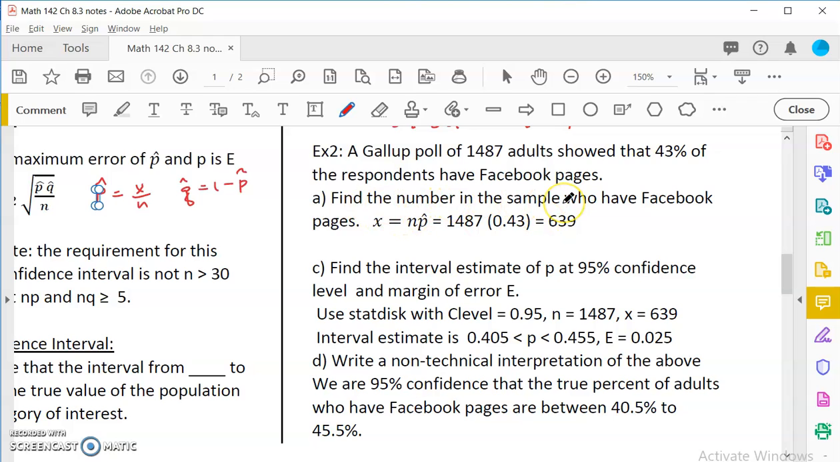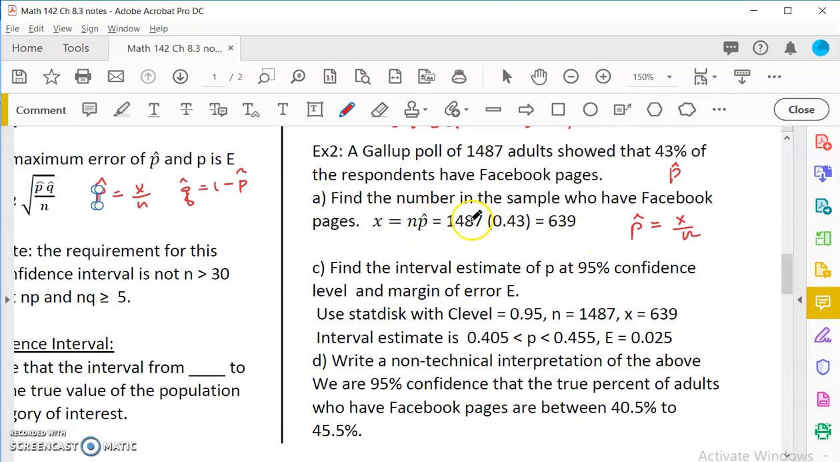Find the number in the sample who have Facebook pages. So we need X, right? If we want to calculate the real proportion, the interval estimate, we need X. We have p-hat in this sample, right? Because p-hat is X over N, X would be N times p-hat.